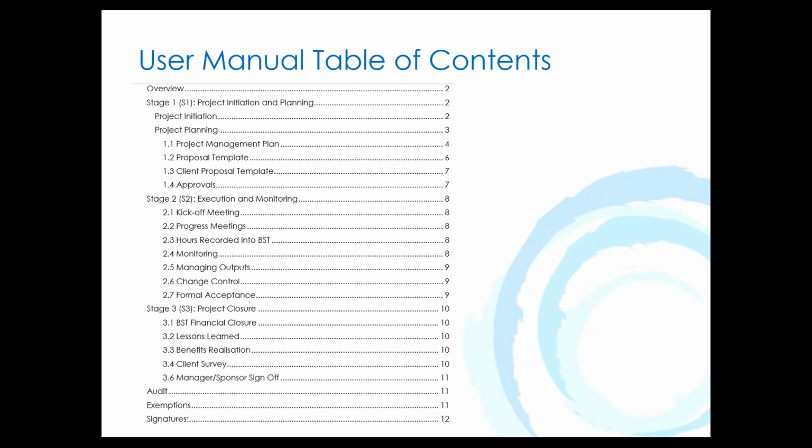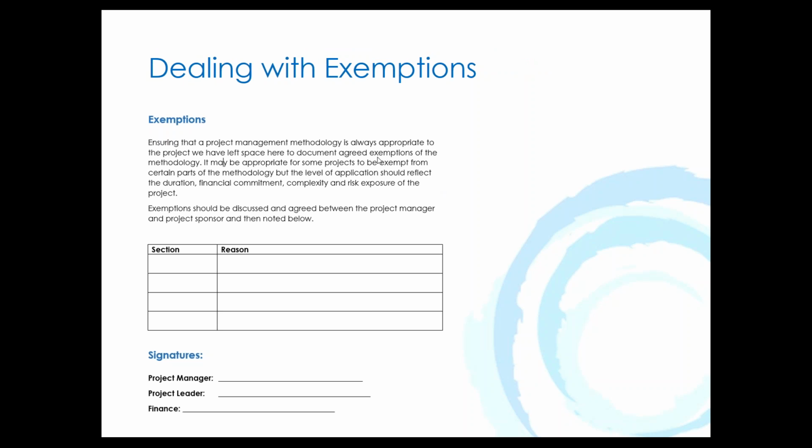One of the most important things about this particular methodology that we developed for them, though, was that item that's second to last called exemptions, right above where it says signatures. Now, we were dealing with in this instance a lot of unique projects, so we added this into both the methodology and also the project management plan.